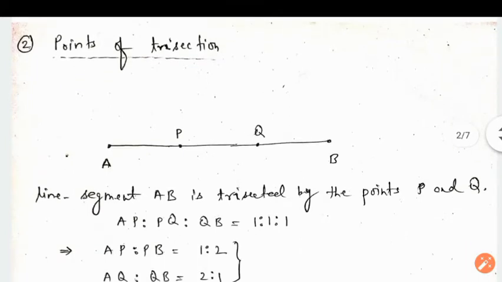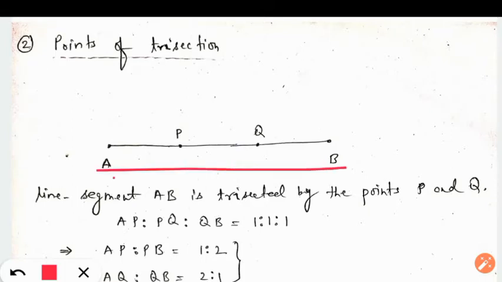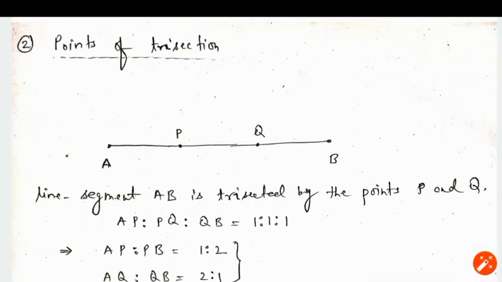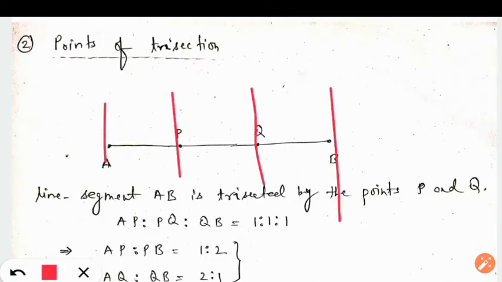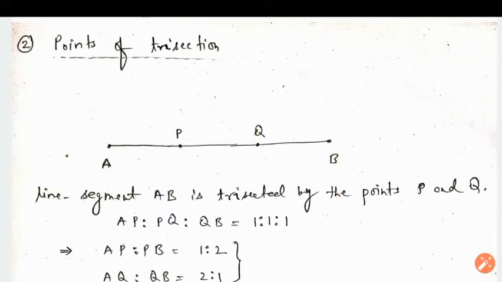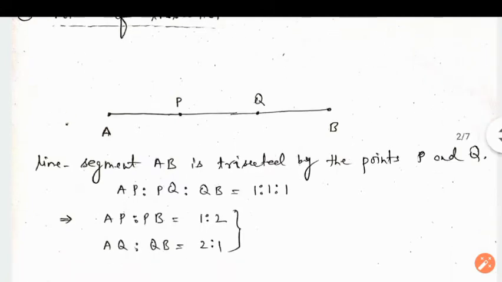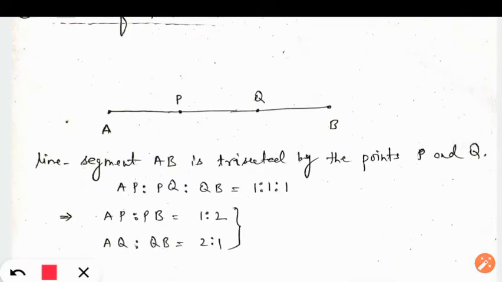Now note number 2: points of trisection. What do we mean by points of trisection? If we have a line segment A to B, and two points on this line segment divide it in such a way that it is divided into 3 equal parts, A to P, P to Q, Q to B, all these parts are equal. So we will say the line segment AB is trisected by the points P and Q.